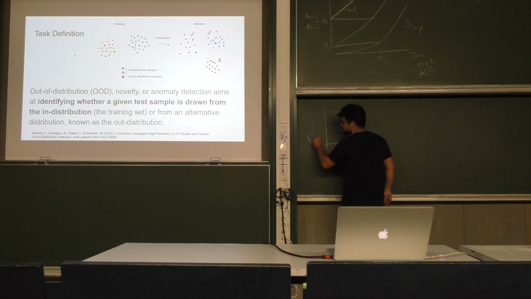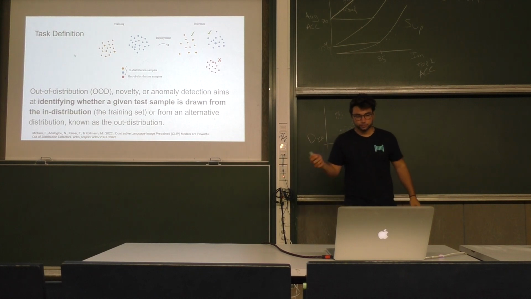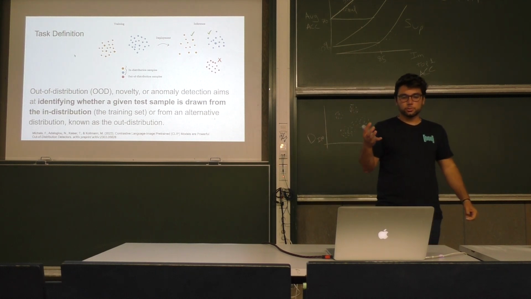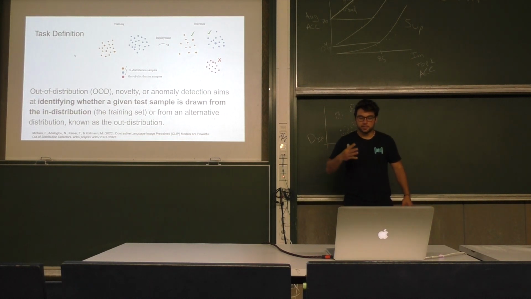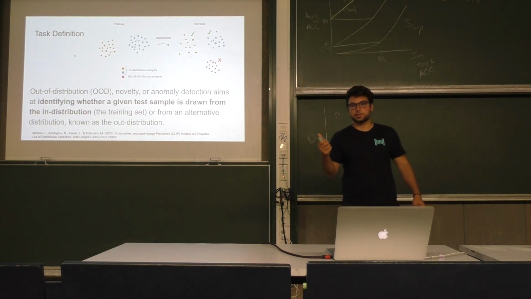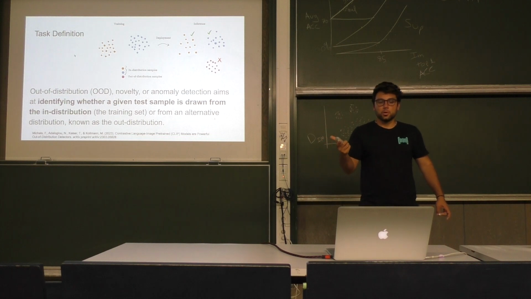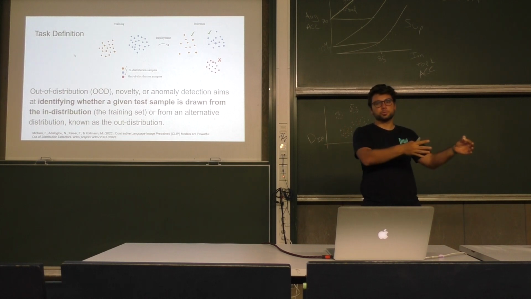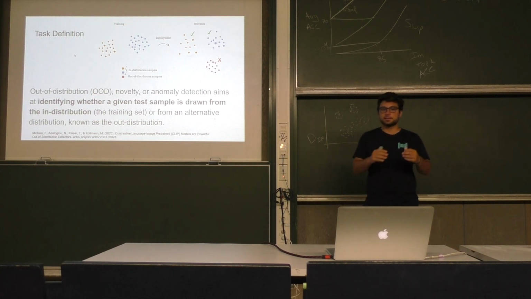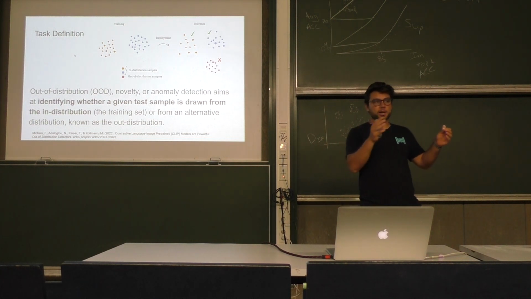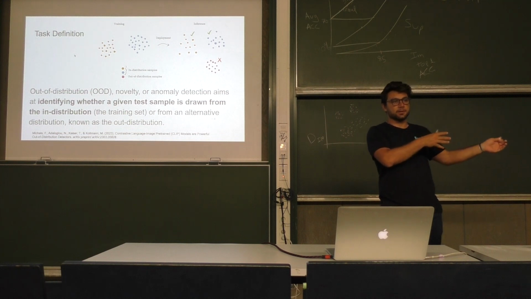I typically use this symbol. So data set in distribution. And we want to be able to detect. So let's say we have a very, very good model for segmentation and classification. We want to be sure that this model only deals with images from the same hospital, or in general from the same in distribution. So we want to detect outliers before we actually feed the data into the classifier.